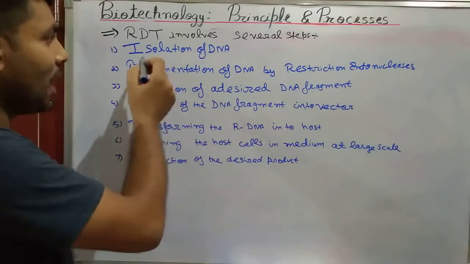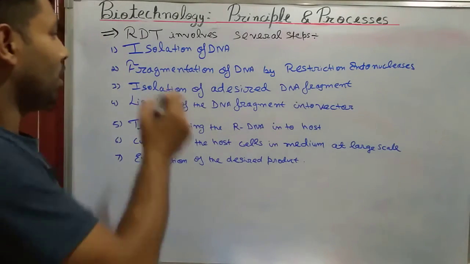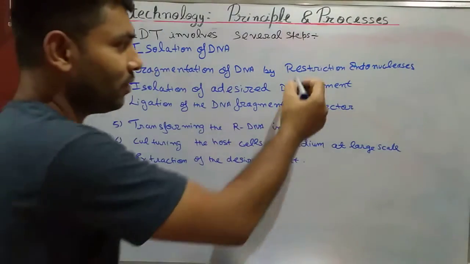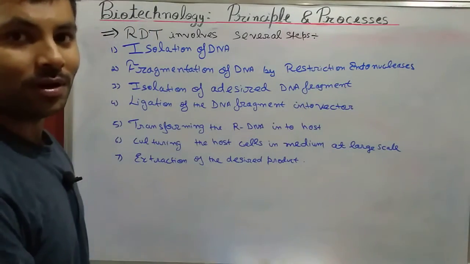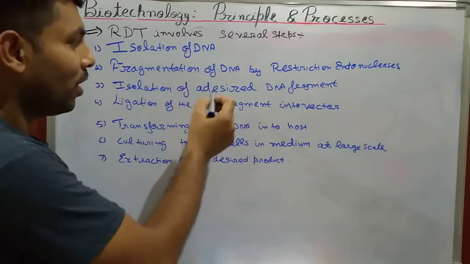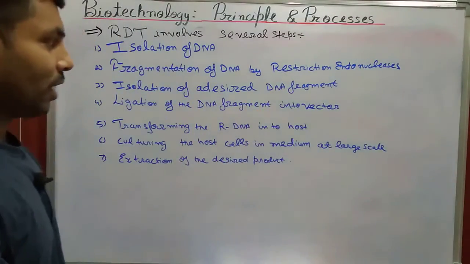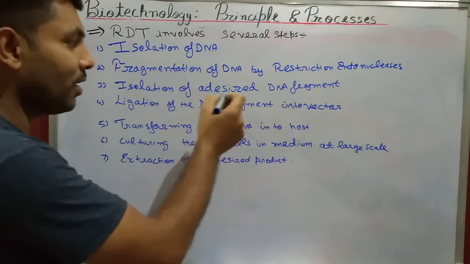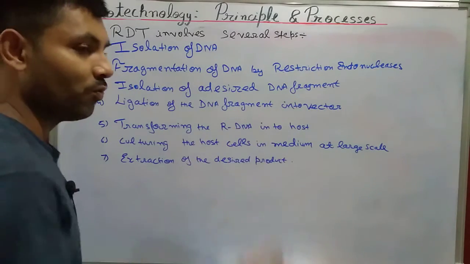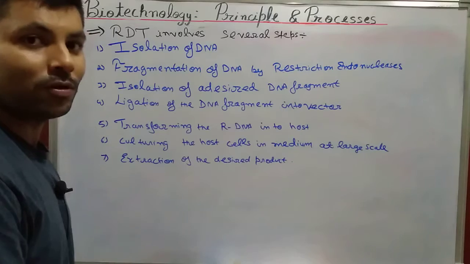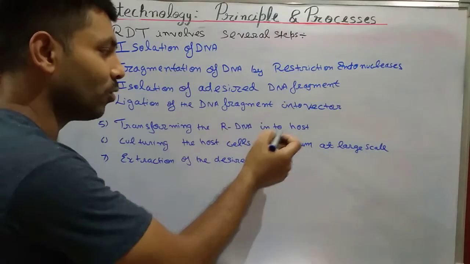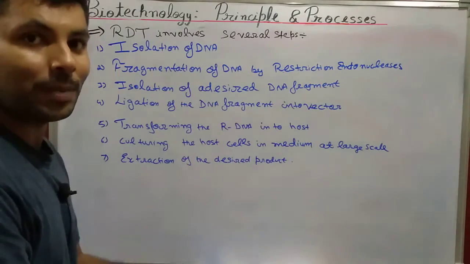Now see, recombinant DNA technology involves several steps. First one is isolation of DNA. Second step is fragmentation of DNA by restriction endonuclease. I explained this restriction endonuclease in my previous lecture. Third step is isolation of the desired DNA fragment. Fourth point is ligation of the DNA fragment into the vector. What is ligation? I have also explained that. Fifth point is transforming the rDNA into the host. I also discussed this in my previous lecture.